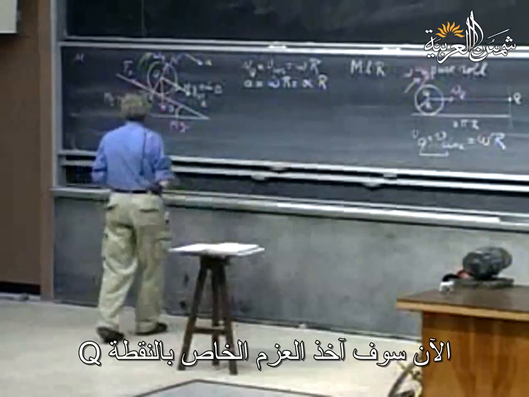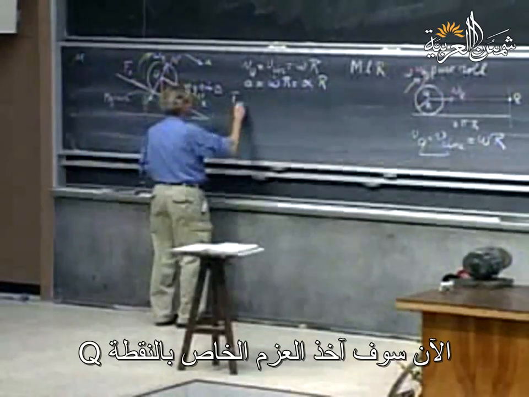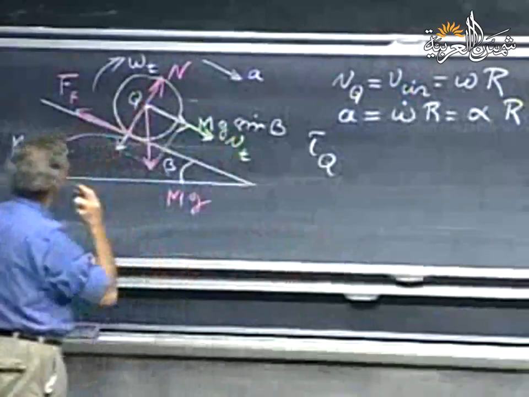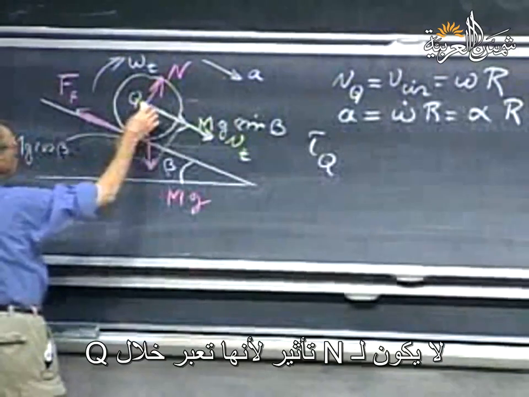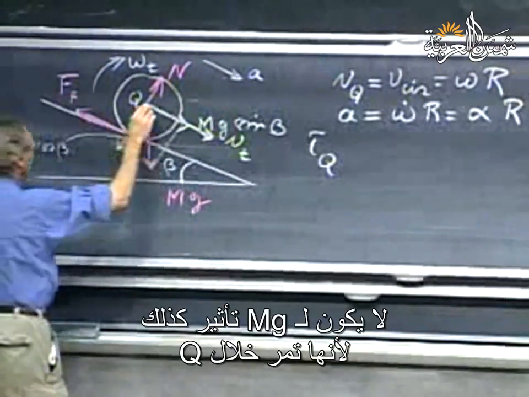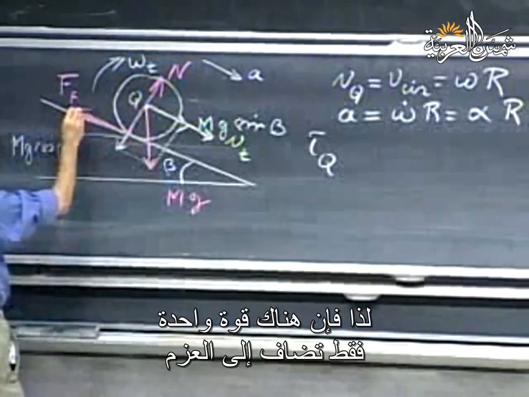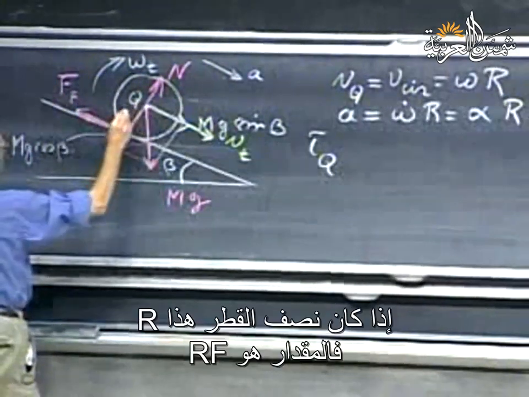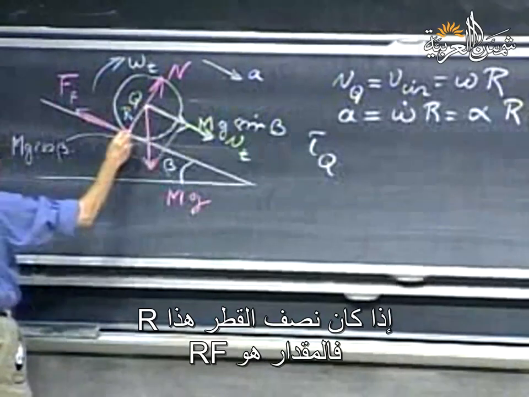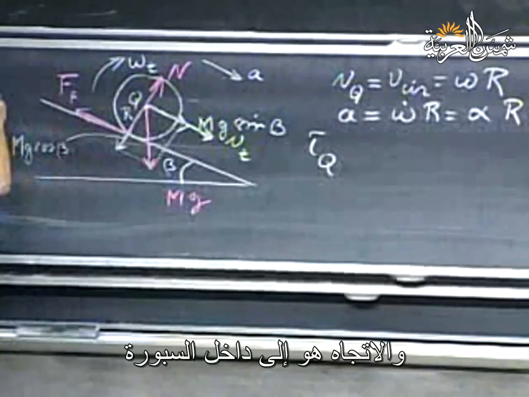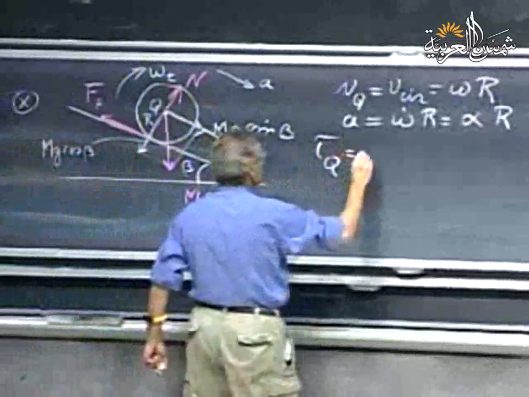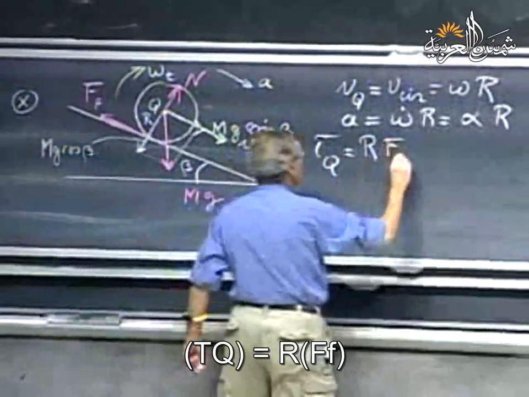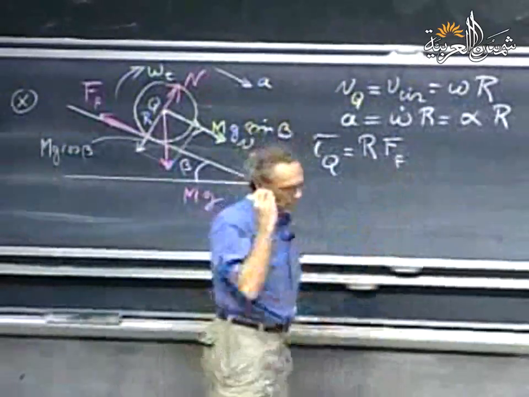Now I'm going to take the torque about point q. When I take the torque about point q, N has no effect because it goes through q, mg has no effect because it goes through q, so there's only one force that adds to the torque. If this radius is r, the magnitude is rf, and the direction is into the blackboard. But I'm only interested in the magnitude for now, so I get r times the frictional force.